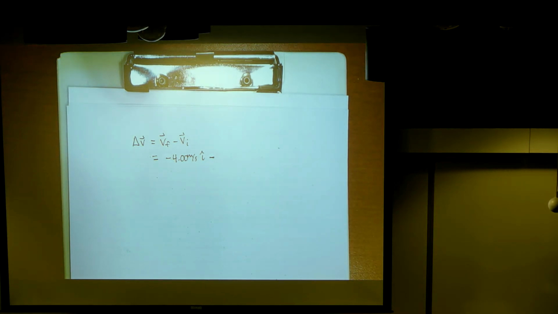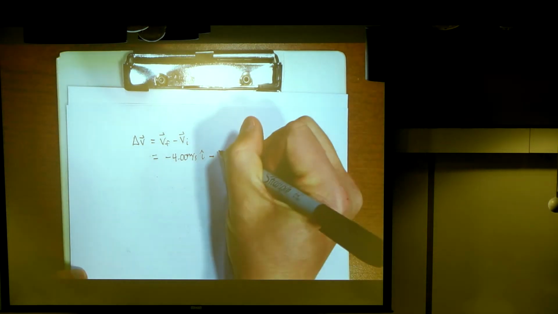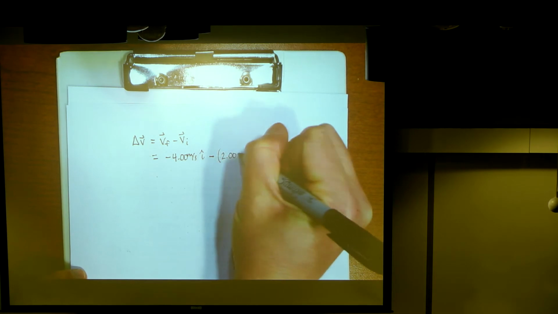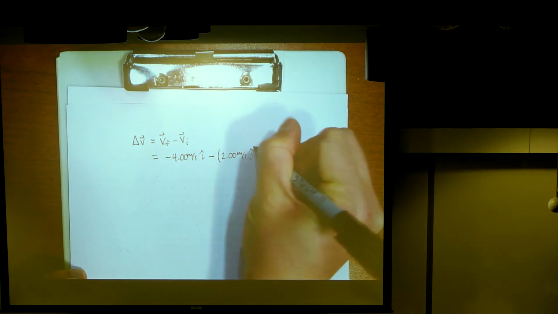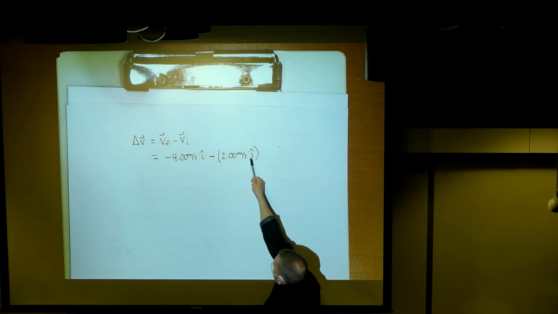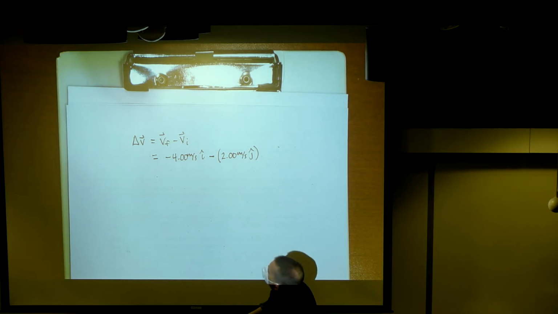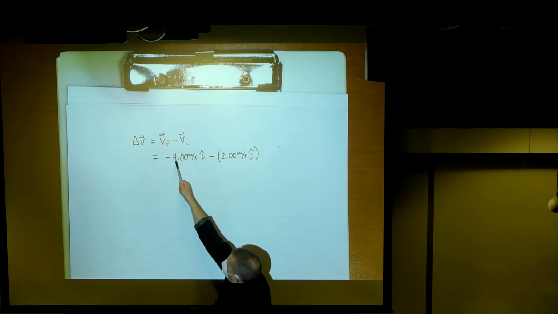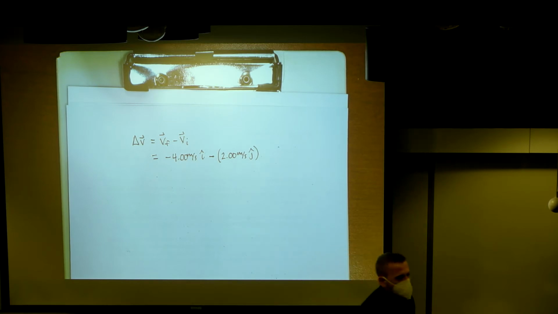So what was my initial velocity? 2 meters per second. Yeah, so here, this is what I'm putting in for initial velocity. 2 meters per second j hat, because it was moving in the positive y direction, okay? So if we start off moving at 2 meters per second in the positive y direction, that's our initial velocity. If we end up moving at 4 meters per second in the negative x direction, that's our final velocity. Because everything's just pointing along a single direction, we don't have to go through the work of breaking these up into components, okay? It's just right there.